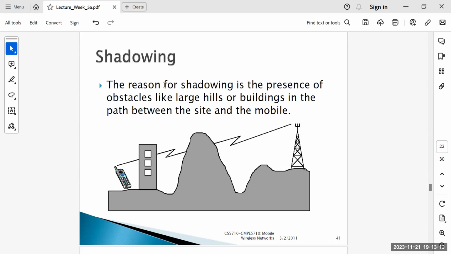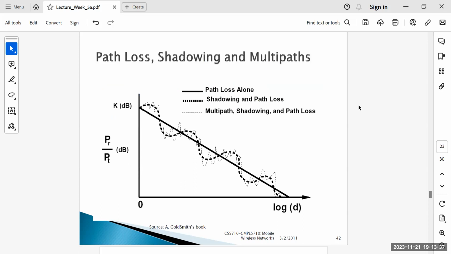Shadowing. The reason for shadowing is the presence of obstacles like large hills or buildings in the path between site and mobile. So this is a mobile phone, this is a building, this is a mountain, this is the base station, right? So shadowing is because of the presence of large objects, which can be buildings or mountains or whatever.